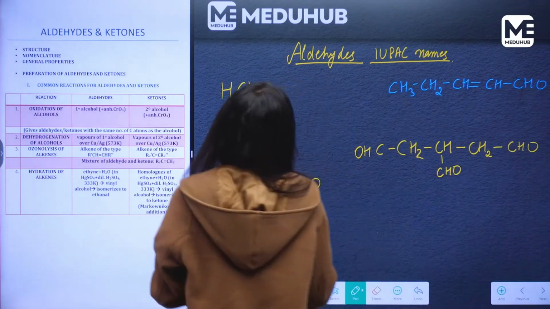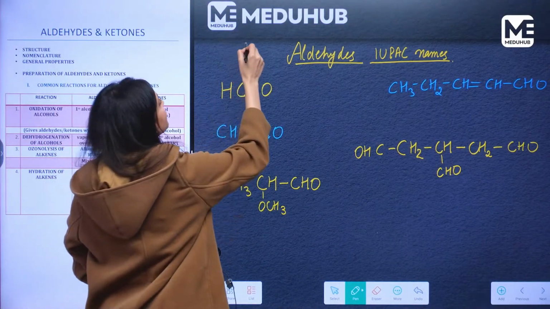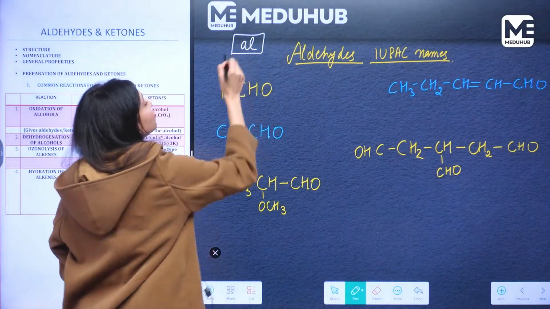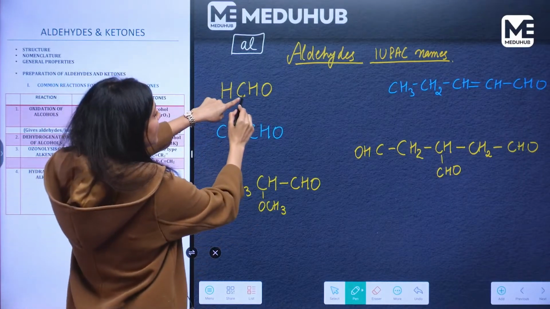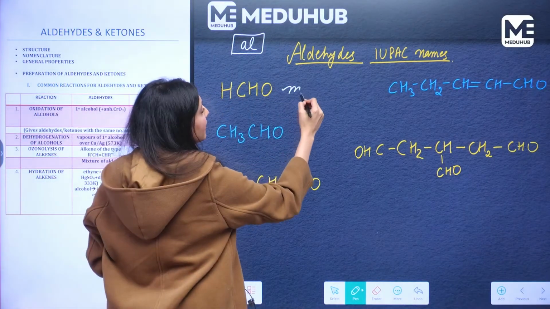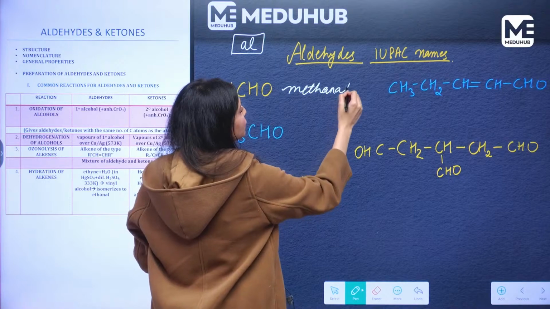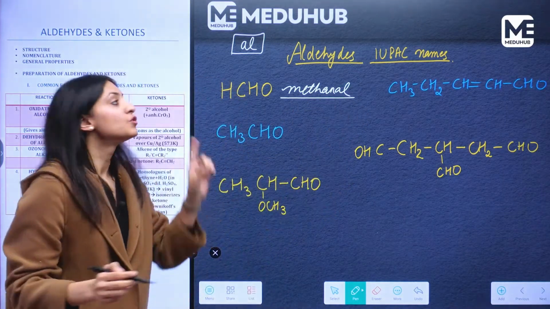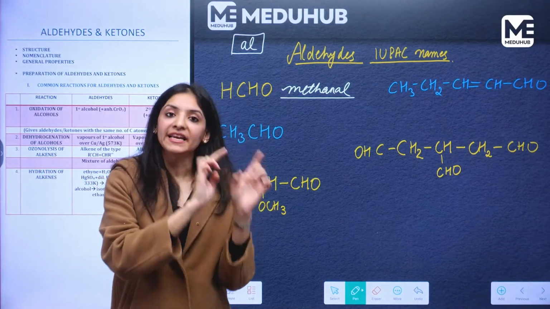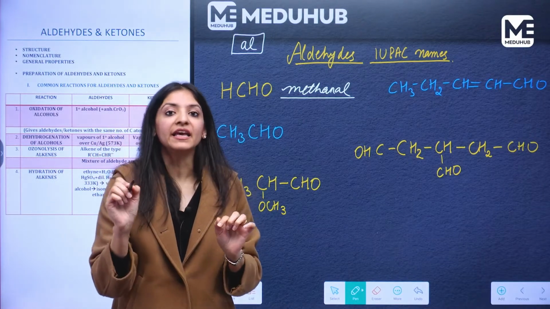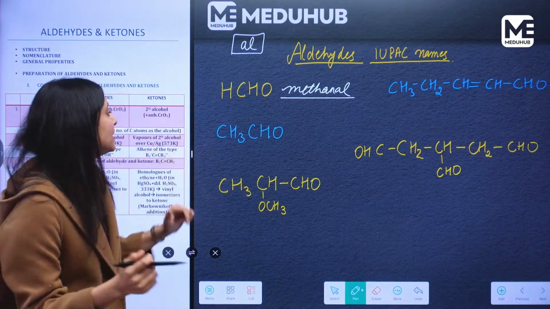Now let us see the IUPAC names. IUPAC names of aldehydes are written by adding the suffix al to the alkane from which they are derived. So here there is one carbon only, so this will be methane. Drop the e of methane and add al. This will be called methanal. So what happens? You see the number of carbon atoms in the chain. You see which alkane it is derived from. Drop the e of that alkane and add al as a suffix to it. This gives you the IUPAC name of this aldehyde.